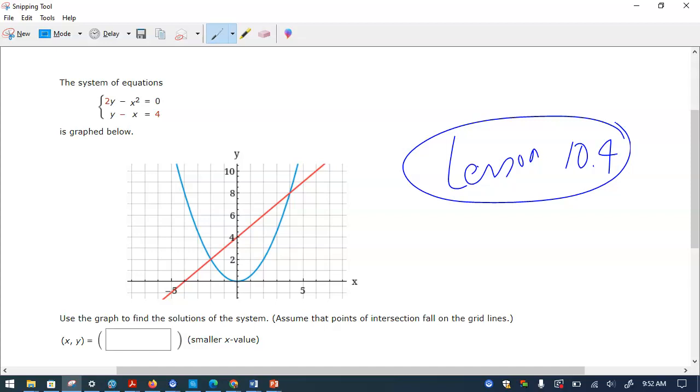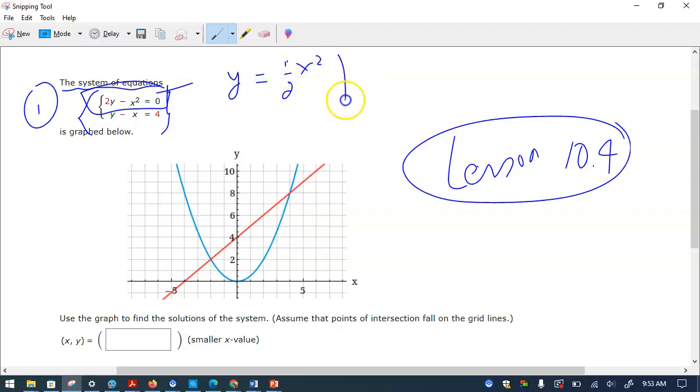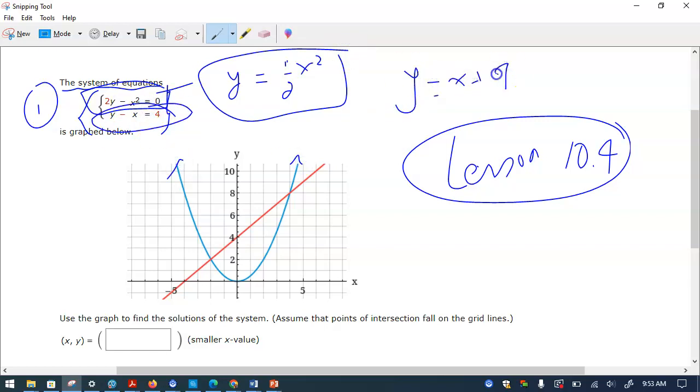I think the first problem is a system of equations. So you are given two equations. Clearly, this is like y. If you solve, you get half of x squared. So it is a parabola which opens up, the blue one. And the second one is y equals x plus 4, which is a line with the vertical intercept, the y-intercept at 4, with the slope as 1 over 1, and they cross each other.